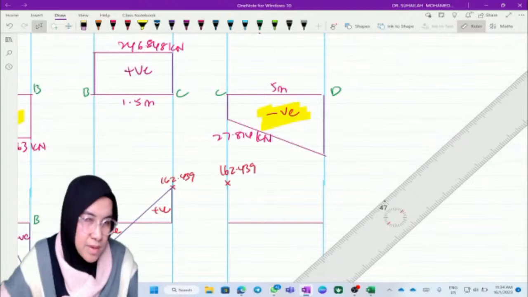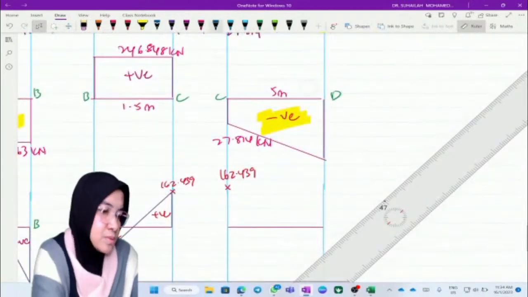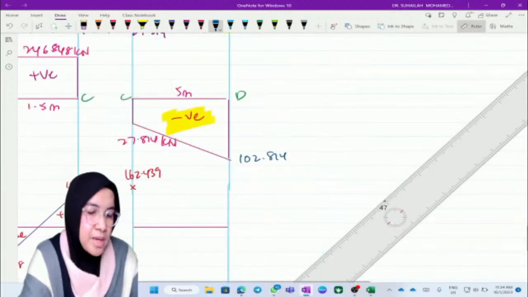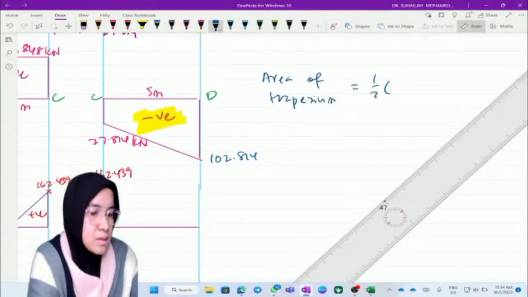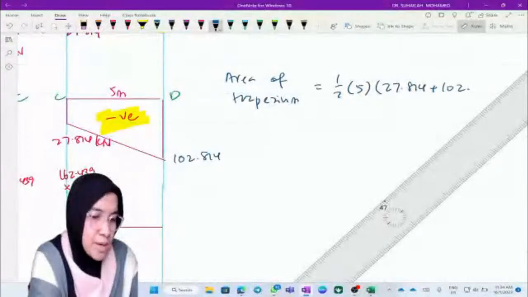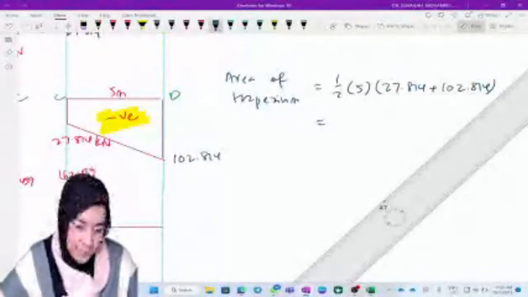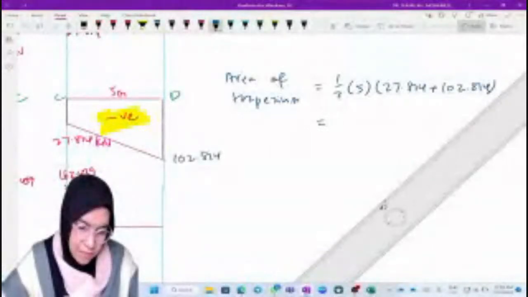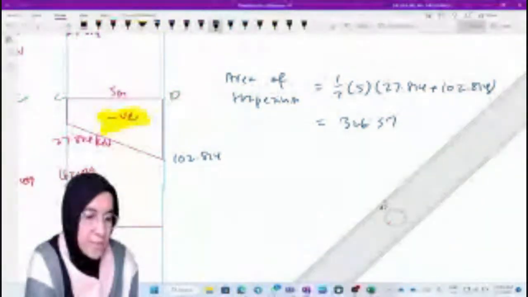Okay, the area of trapezium. The area of trapezium is 1/2 times 27.814 plus 102.814, times 5 divided by 2. So it is 326.57 area of trapezium.